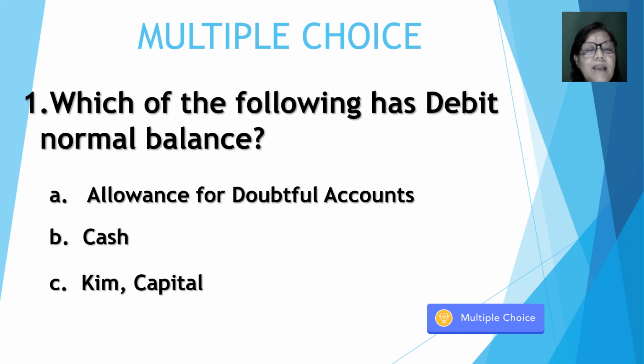Okay, how about allowance for doubtful accounts? Yes, it is credit because it is a contra asset account. It is to be deducted from accounts receivable, and then whatever the excess is called net realizable value. Okay, how about Kim Capital? Definitely, this is credit because it is at the right side.